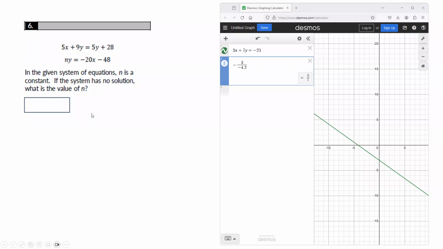All right, number 6. Here we have a system where n is a constant. So we got lots of variables and constants going on here. And it specifically says no solution. When you see this, that means no intersection. All right, let's see what's going on here.